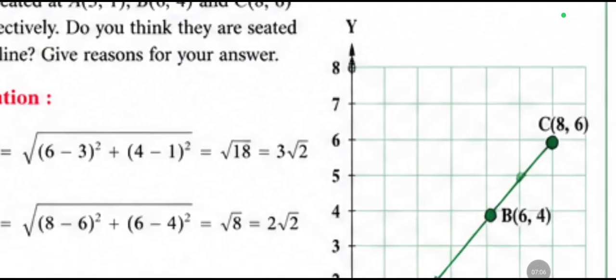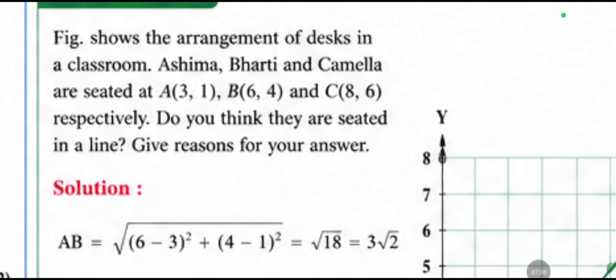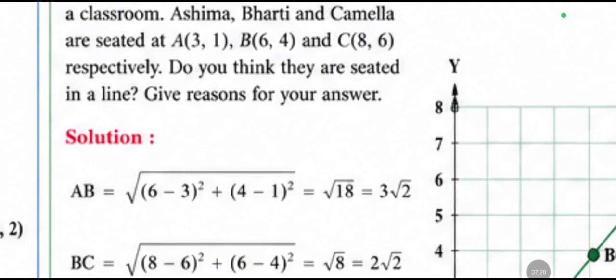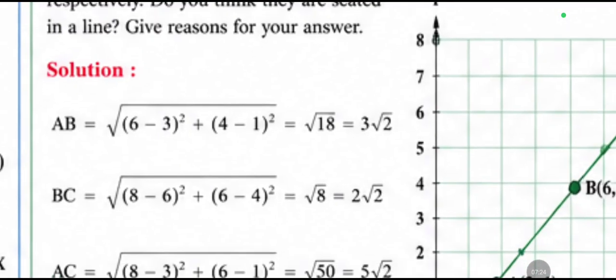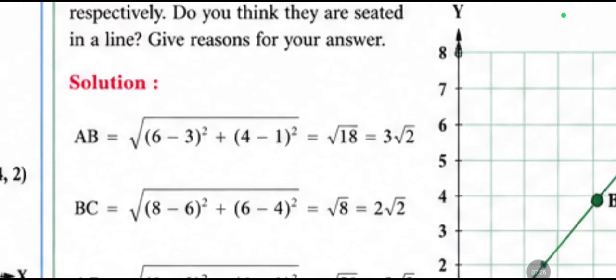The figure beside shows the arrangement of desks in a classroom. Ashima, Bharati, and Kamila are seated at A(3,1), B(6,4), and C(8,6) respectively. Do you think they are seated in a line? Give reasons for your answer. Now we have to find the distance between these 3 points separately.